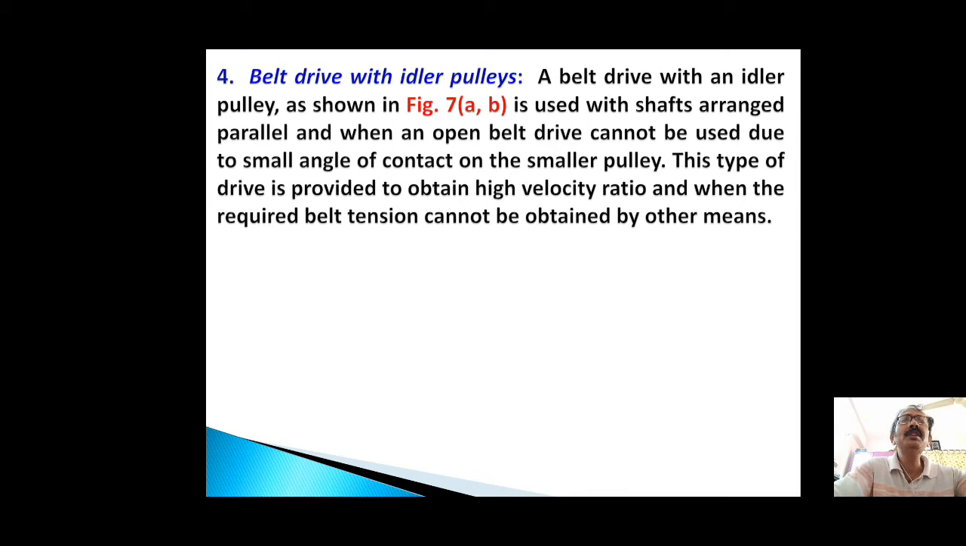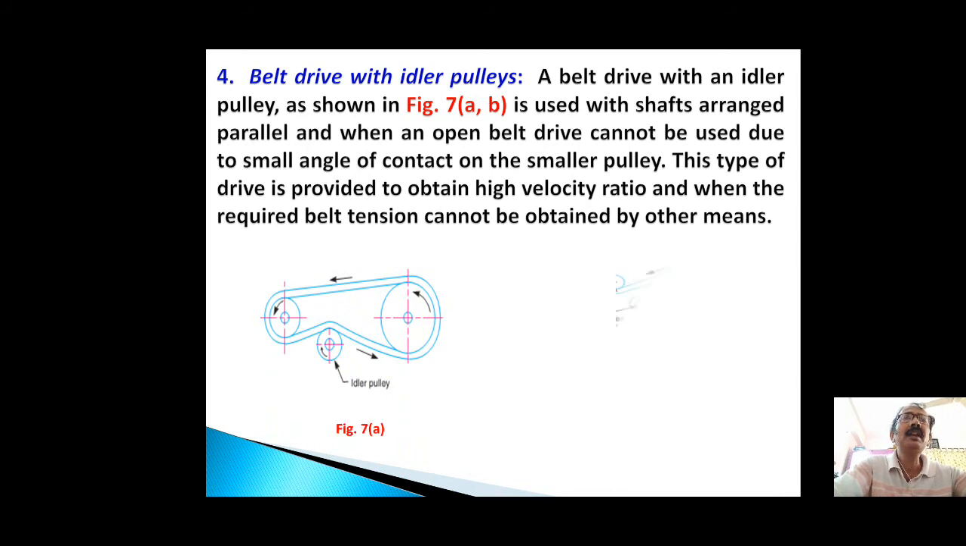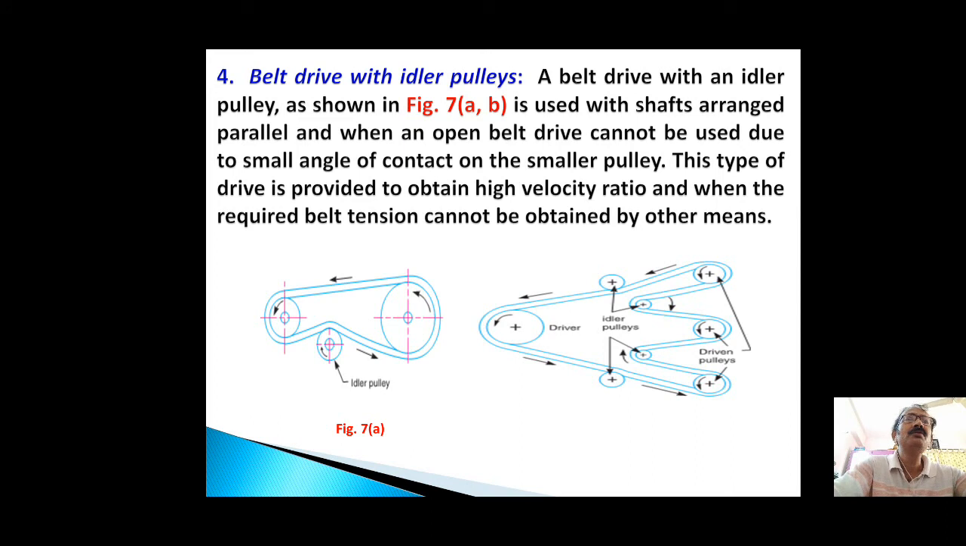Now, belt drive with idle pulleys. Generally idle pulleys are used to provide proper tension in the belt. The belt drive with idler pulleys, as shown in figures 7a and 7b, is used with shafts arranged parallel, and when an open belt drive cannot be used due to smaller angle of contact of the smaller pulley. This type of drive is provided to obtain high velocity ratio, and when the required belt tension cannot be obtained by other means.